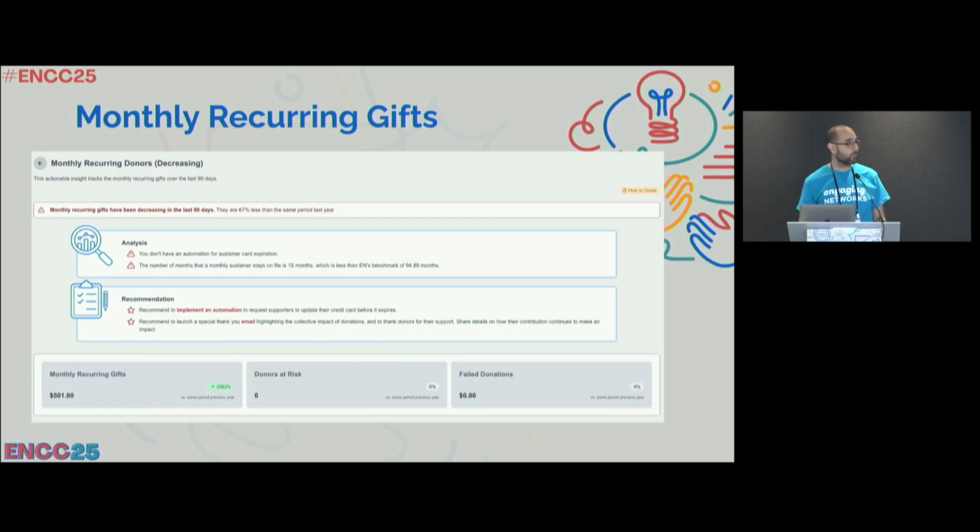As much as we can, we're providing benchmarks so that you can get a sense of what this number really means. In this case, we're providing the benchmark for the number of months that a monthly sustainer stays on file. So your number, and then the engagement network benchmark is for all of our clients. And this is an example, so this is not an accurate number. And then at the same time, we're providing recommendations to address that. In this case, we're also checking for the automation for sustainer card expiration. And if you haven't set that up, then we're providing a recommendation to go ahead and set it up.